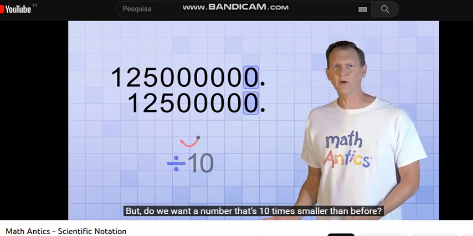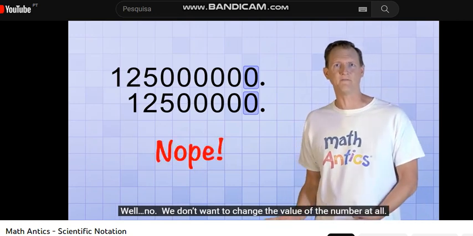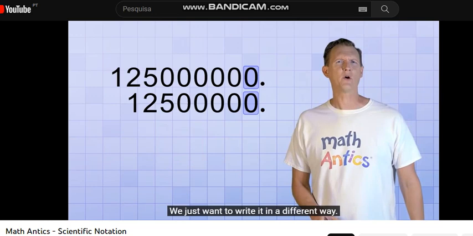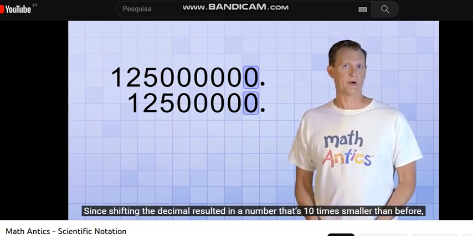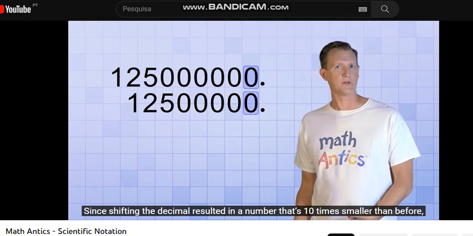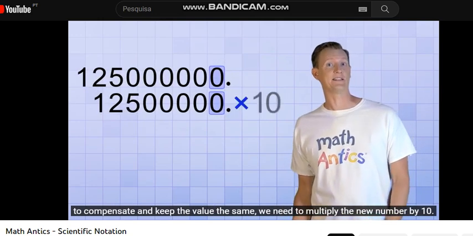But do we want a number that's 10 times smaller than before? Well, no. We don't want to change the value of the number at all. We just want to write it in a different way. Since shifting the decimal resulted in a number that's 10 times smaller than before, to compensate and keep the value the same, we need to multiply the new number by 10.